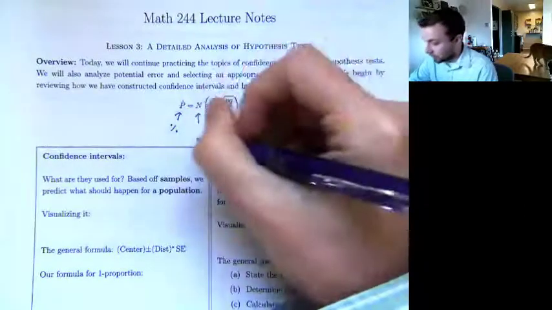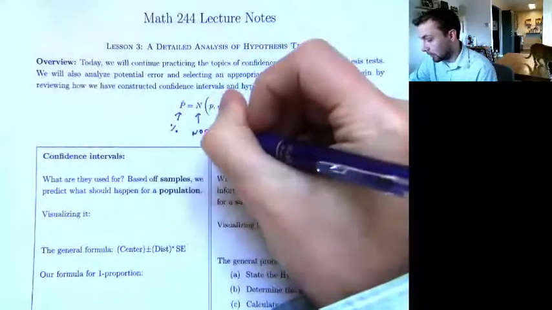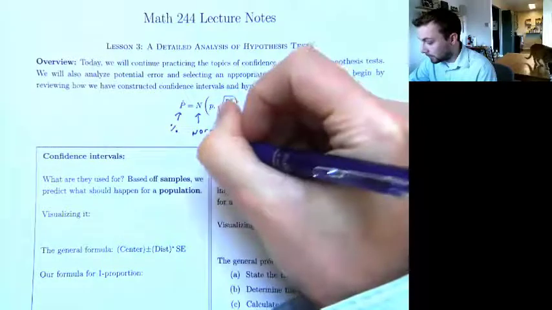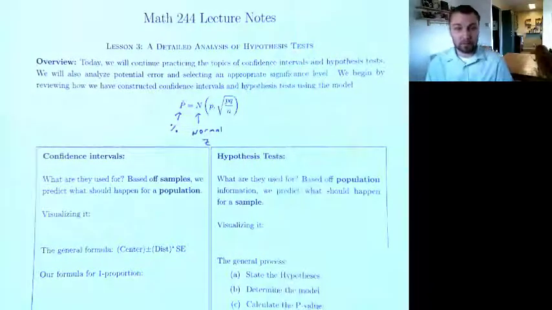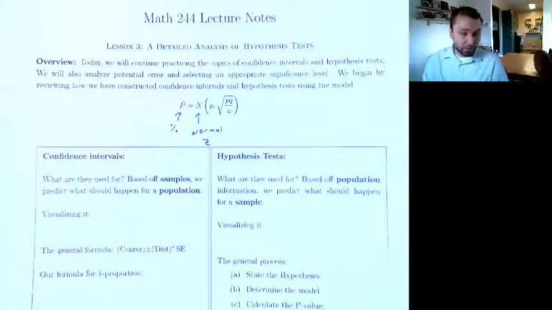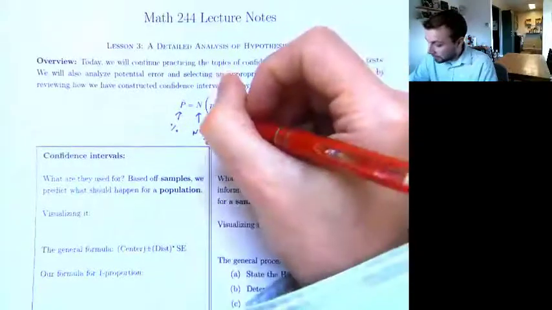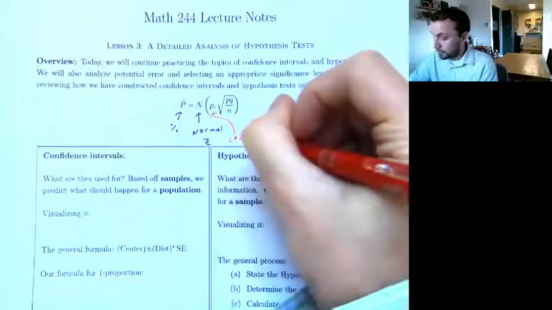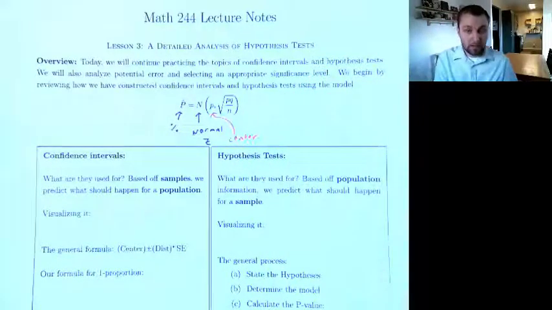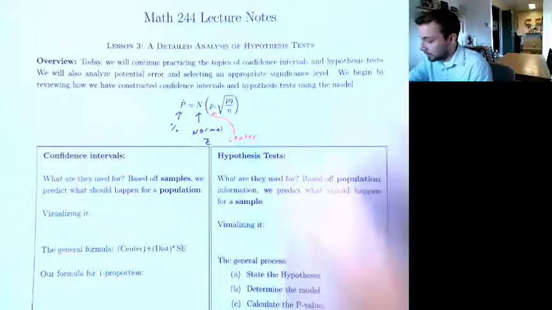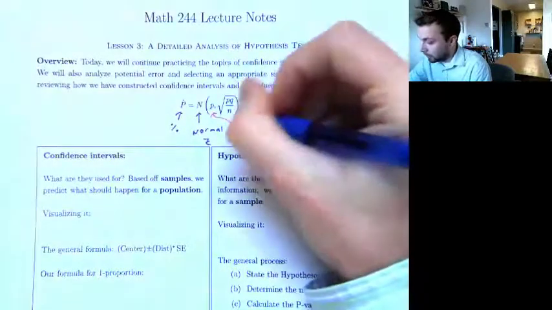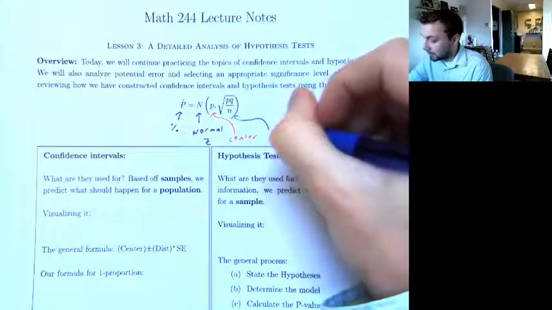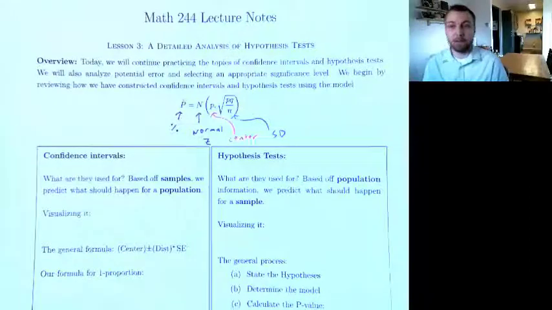This tells me that I'm dealing with the normal distribution. When I use the normal distribution, I'm using z-scores. This first value p represents the center of my model, or the average. And this last part, the square root of pq over n, this is my standard deviation. It tells me how my estimates or center will vary.